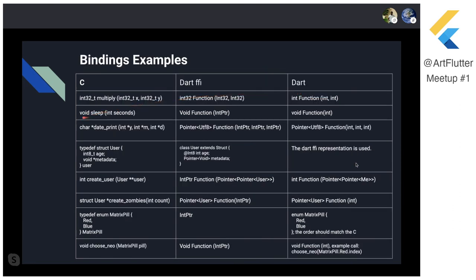Let's say you have a function which returns void and takes an integer. For Dart FFI, the conversion will be Void Function. And for the size here, we don't have a specific sized integer, so we have to use a pointer-sized integer, which is IntPtr. But in Dart, we can easily just use int, because integers in the Dart VM are always 64-bit.